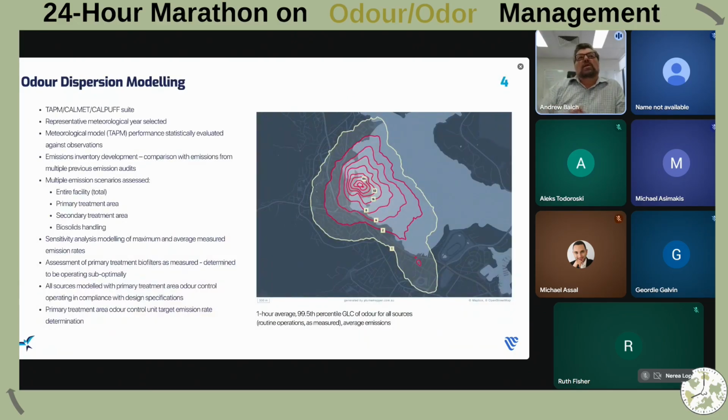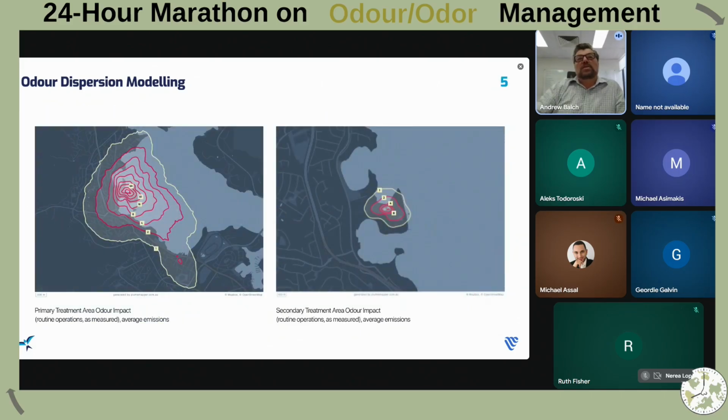Our dispersion modelling employed the TAPM, CALMET, CALPUFF suite with a representative meteorological year. We statistically validated meteorological model performance and developed comprehensive emission inventories comparing multiple previous audits. Multiple scenarios assessed the entire facility and individual odour source groups, with sensitivity analysis revealing suboptimal biofilter performance.